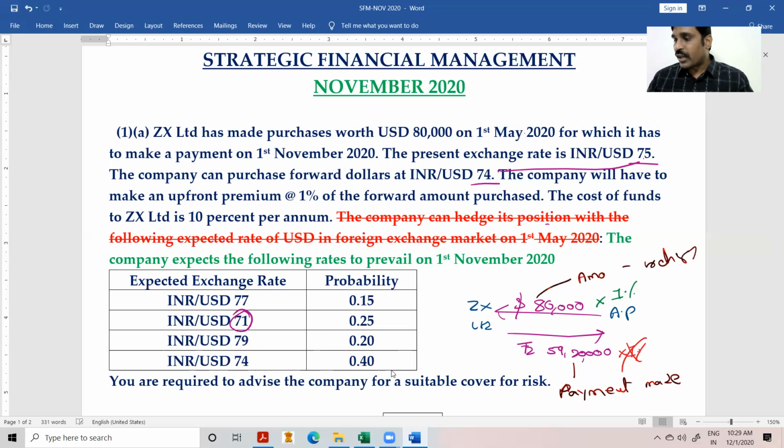If you look at these probabilities, the present rate is 75. Less than 75 are these two rates. These two rates together make up 65% probability. Therefore, there are more chances of the forward rates falling rather than rising, which is already indicated by the banker.